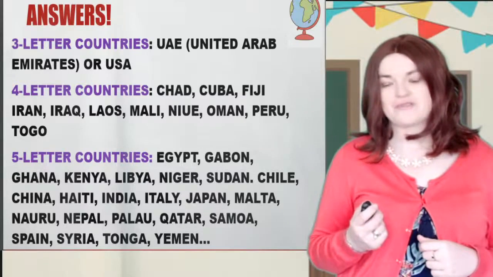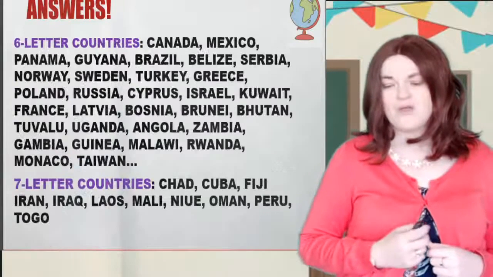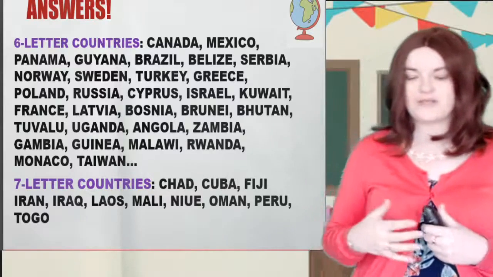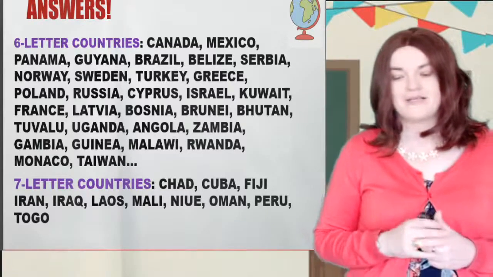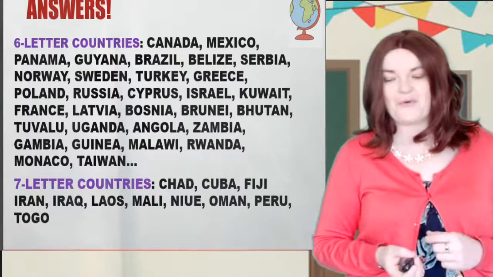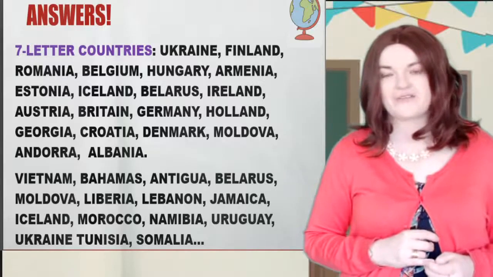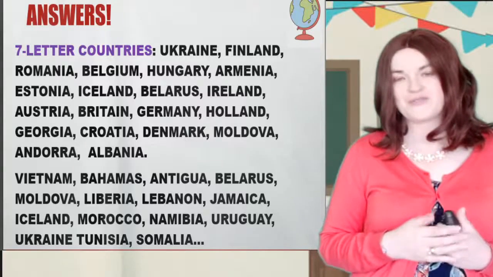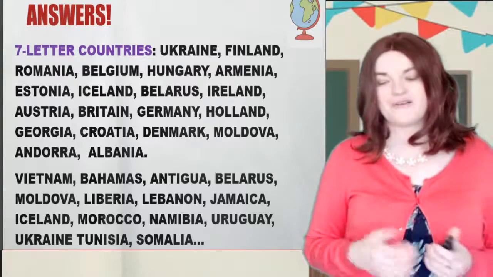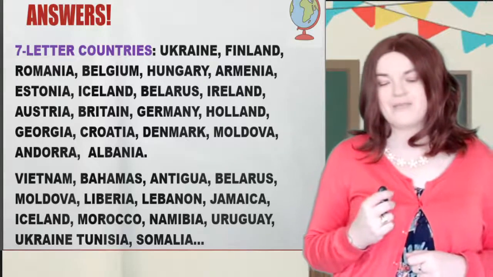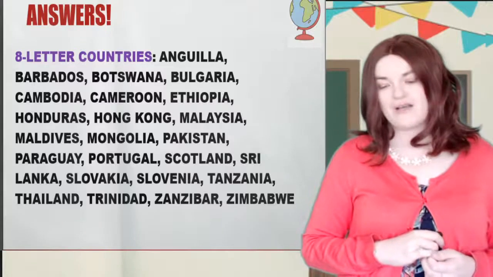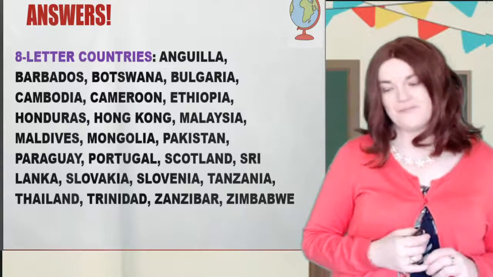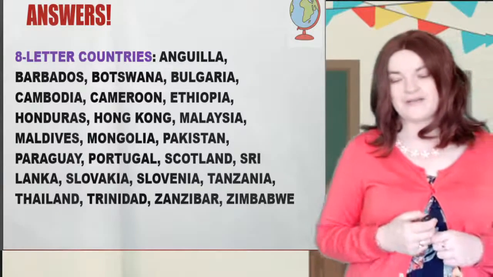Alright, so that's the 5-letter ones there. Italy, for example. 6-letter countries. So we've got things like Canada, France, Poland, Zambia, anything like that. Oh, that's a wee mistake there at the bottom. Ignore the bottom slide. 7-letter countries. Ukraine, Finland, Germany, Denmark, Vietnam, Bahamas. Oh, it'd be so good to go there. Tunisia, Austria. And 8-letter countries are things like Barbados, Ethiopia, Scotland, Trinidad, Thailand, anywhere like that.